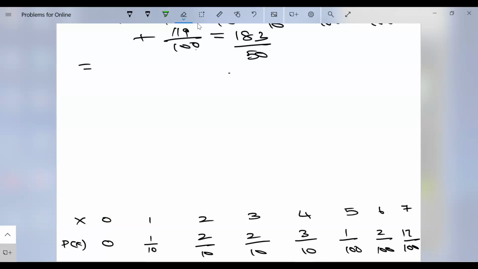Okay, so all the highlights are removed. Now E of x squared, the expectation of x squared. What is it? It is given by the same rule only: summation of x squared times probability of X equal to x.